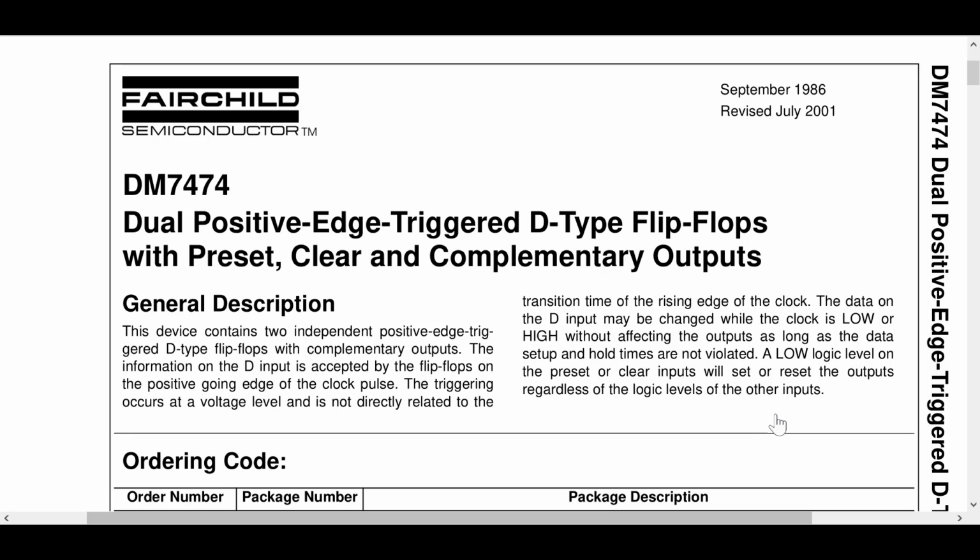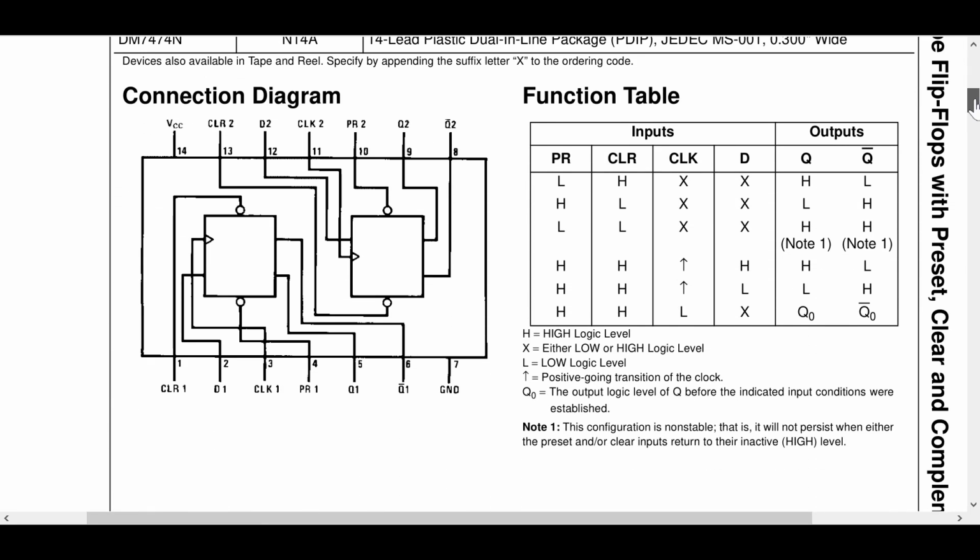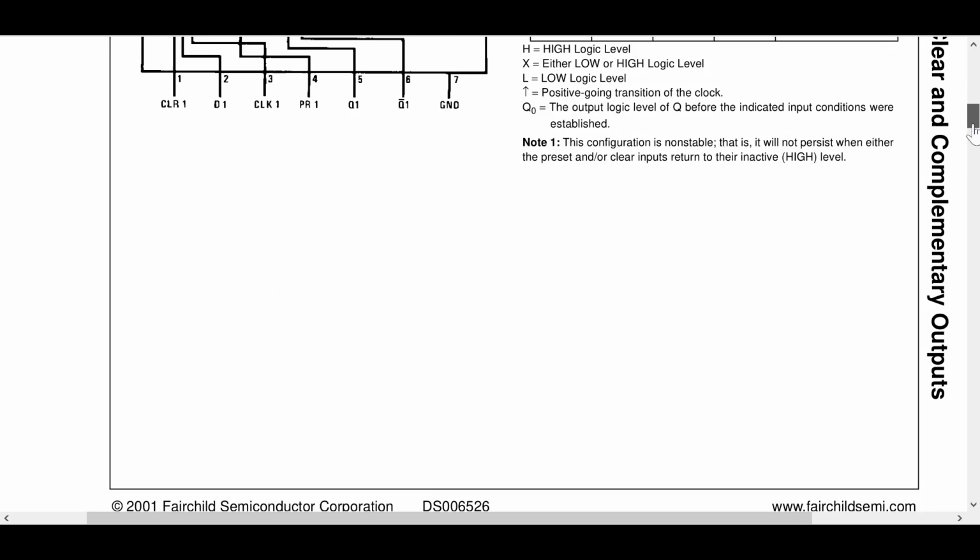Now let us see a simple example of a data sheet. This is the DM7474, a dual positive edge triggered D flip flop with preset and clear inputs. In this data sheet, this is a pin diagram given for reference purposes, and this is the truth table for that particular IC.